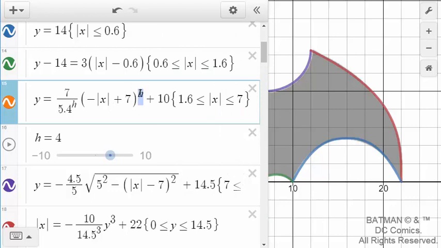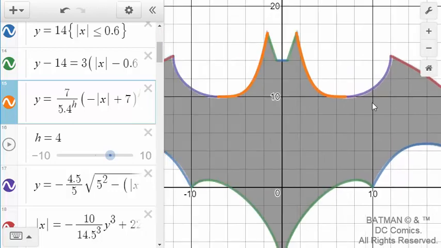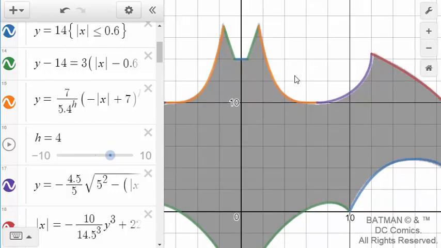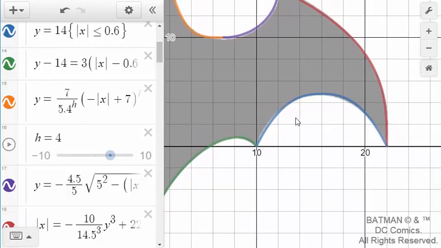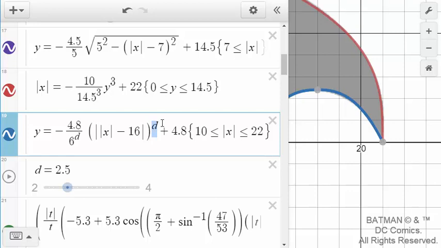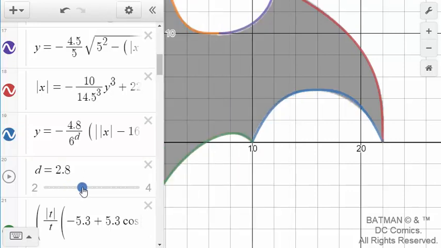Instead of using a quadratic function, I played with the exponent. I made the exponent a slider, h, and you'll notice as I play with the value of h, I find that an h value of 4 gives me a really nice result here. I did a similar thing with this blue curve down here. Instead of sticking with the quadratic function, I played with the exponent. That exponent I called d, and here's a slider. I see that as I play with the value of d, 2.5 is about as good as I'm going to get.